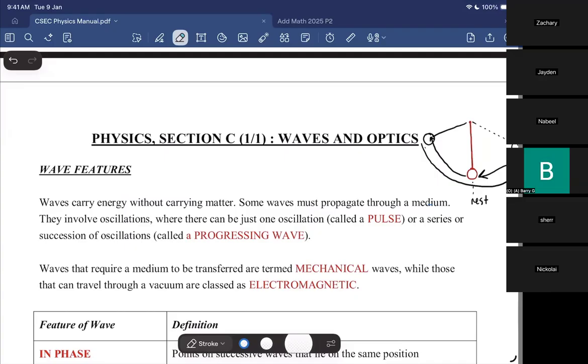All right. Now, Adil, let's look at the second type of wave. Waves that can travel through a vacuum are classified as electromagnetic. For instance, the visible spectrum light waves. Do you think light waves could travel in space? Think about it logically before you say anything. Light waves.